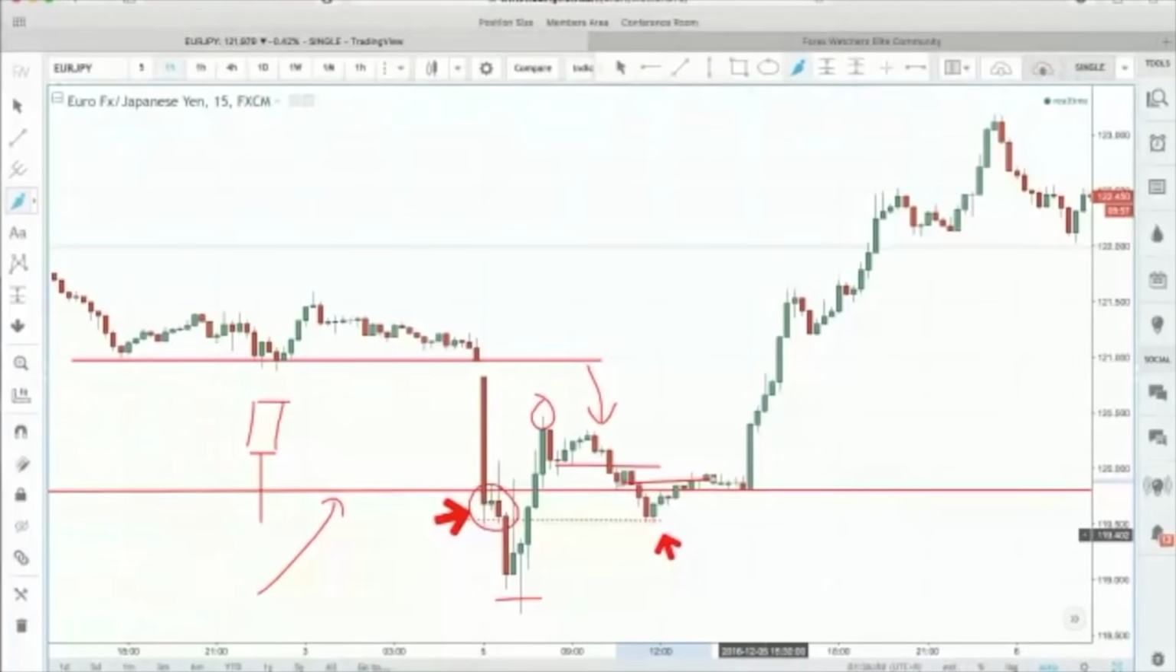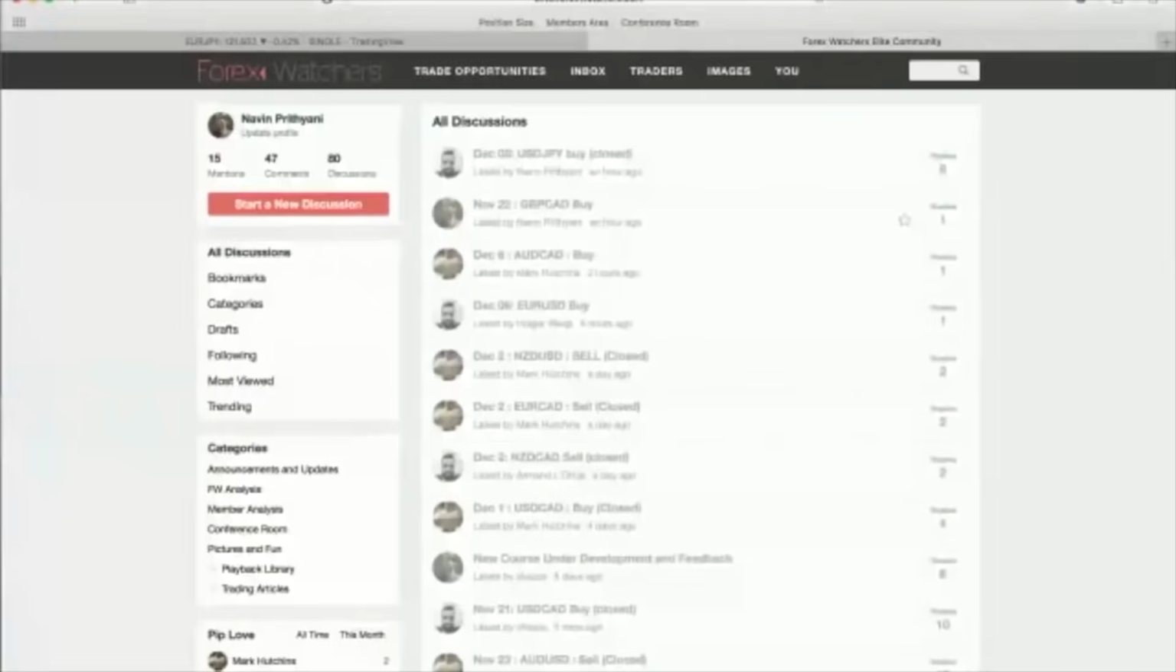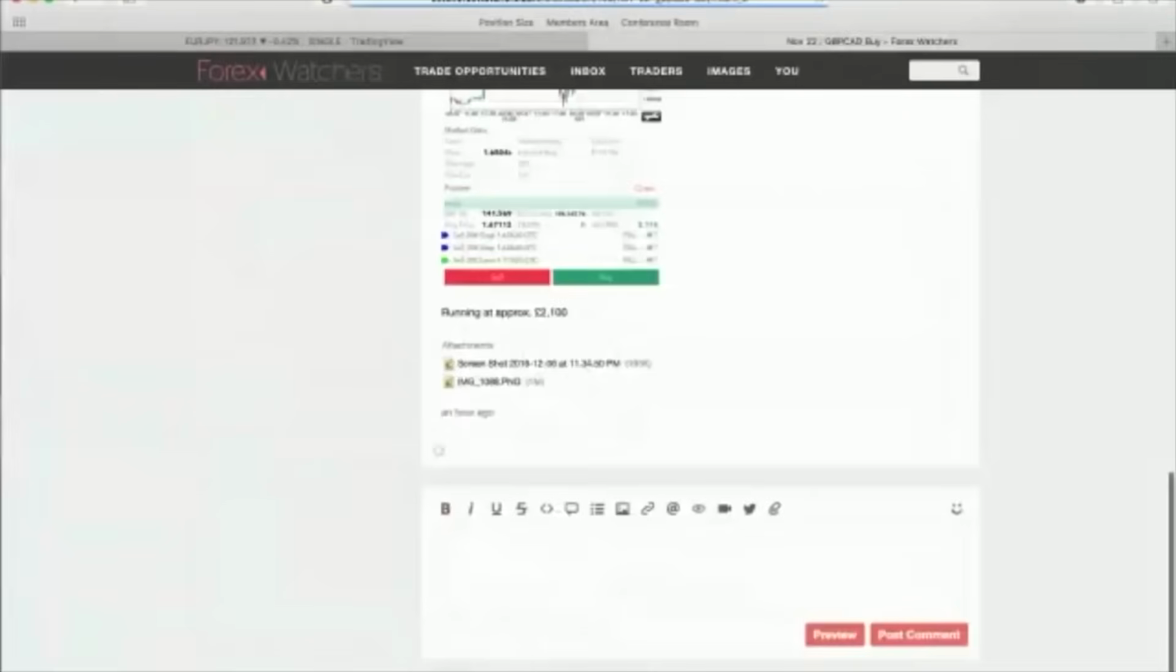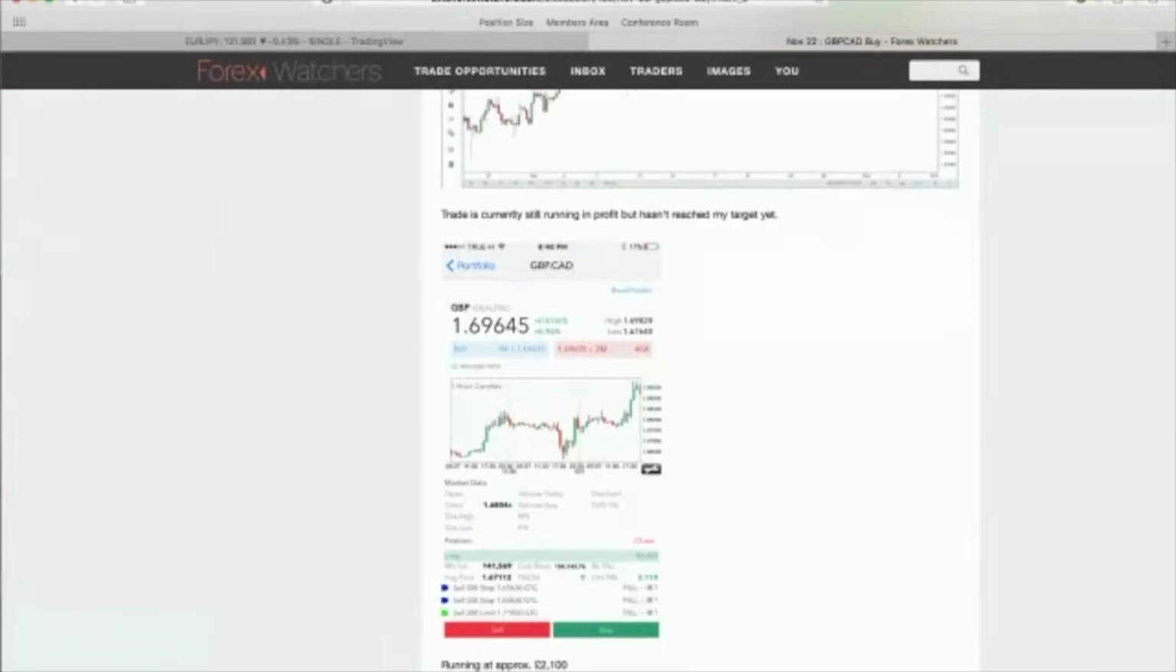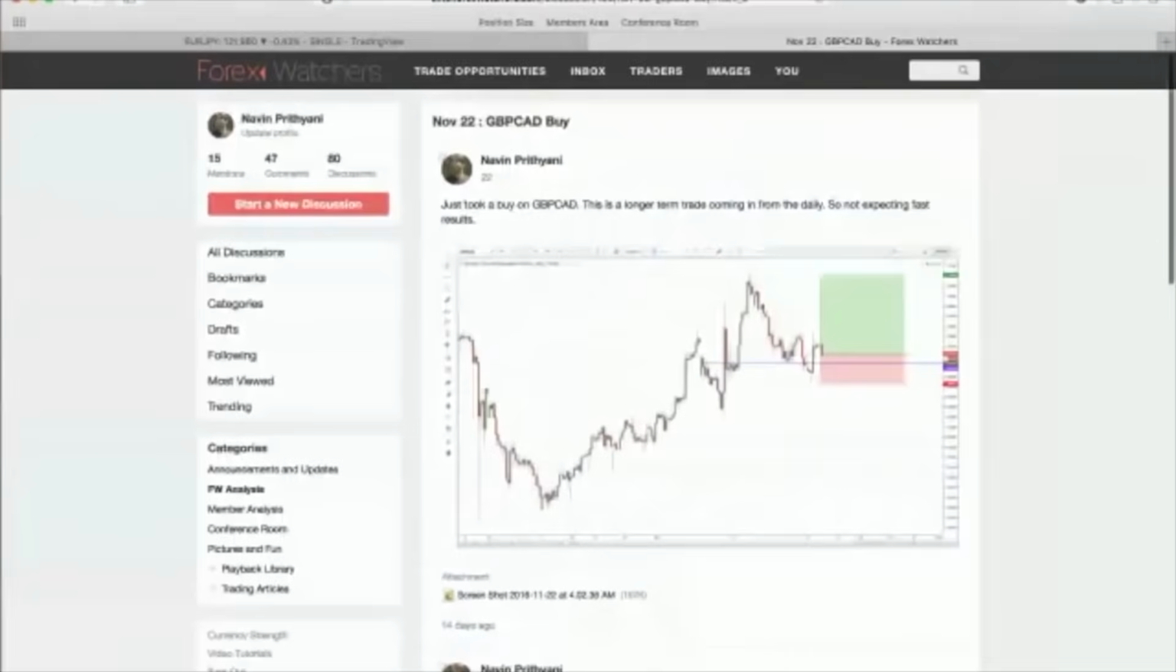Okay, so I'm going to show you a trade of mine. I want you to walk me through what you think Navin did for this trade. Let's do this, okay? This is November 22nd. I was traveling at that time. So let's go into why. Forget the money, forget that this trade's working, blah blah blah. Forget that. Let's go into the why, because that's the most important part.